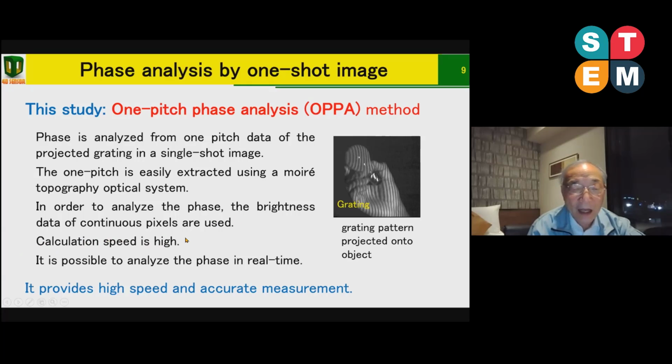Calculation speed is very high. It is possible to analyze the phase in real time. So we can measure the shape in real time by using the OPPA method. It provides high speed and accurate measurement.